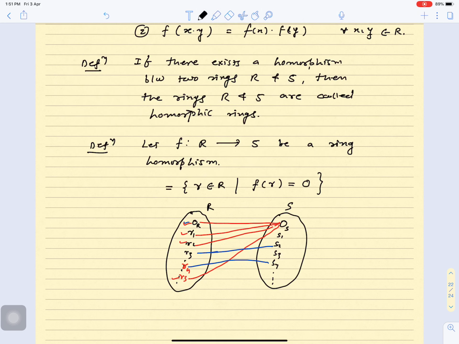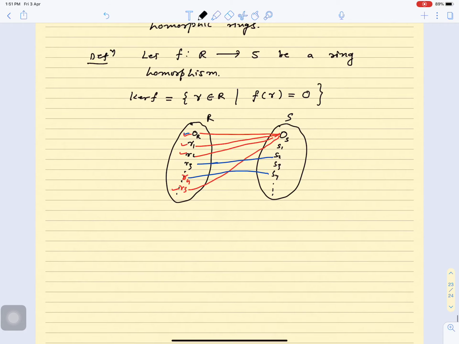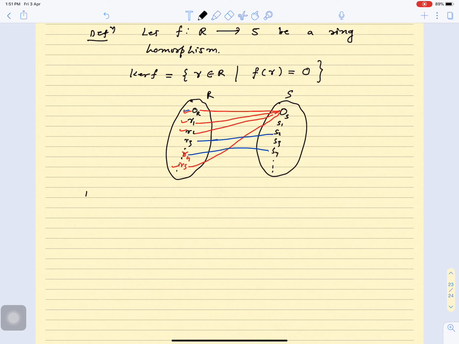is called the kernel of f, as we have defined in the case of groups. In group homomorphism we have a kernel of that homomorphism. Here also we have the kernel of a ring homomorphism. So I leave it as an exercise that, let f from R to S be a ring homomorphism.